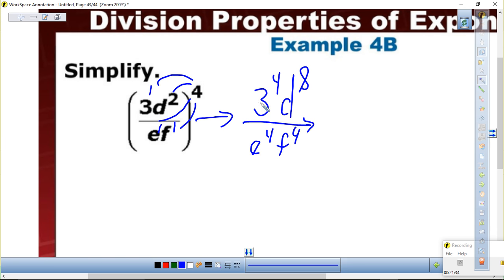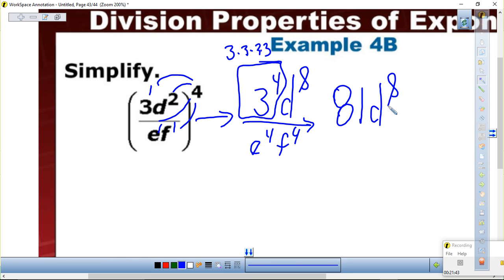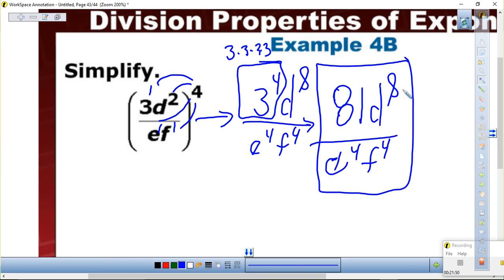Am I done? No, I'm going to try and simplify this a little bit more. What is 3 to the 4th? 3 times 3 times 3 times 3, which is 81, d to the 8th, e to the 4th, f to the 4th, and we're done. And so you got that? Okay. All right.